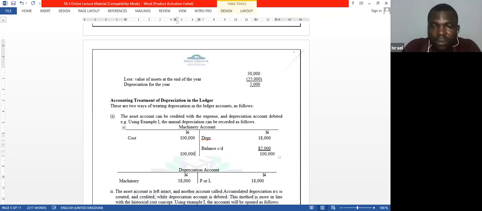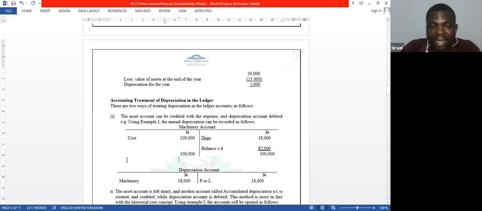Once I close the account, then the one I explained earlier during last class is what we call the balance brought down. You have your balance brought down. After you have a balance brought down, the balance brought down will now be the carrying amount, which is 82,000. That's where you do it, which is 82,000. Then you are done with the account. That's using the first method.